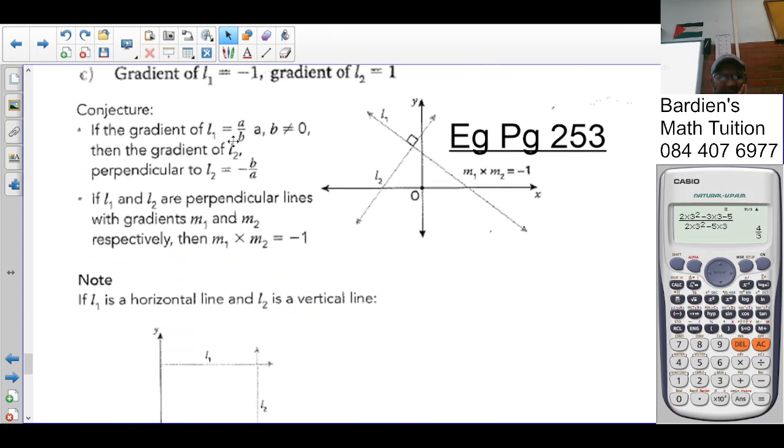Conjecture. If L1 is equal to A over B, where A and B is not equal to 0, then the gradient of L2 perpendicular to L1 is equal to minus B over A. Okay, that's exactly what we just said now. If you multiply the two gradients, the answer must be -1. And you guys must write that note down.